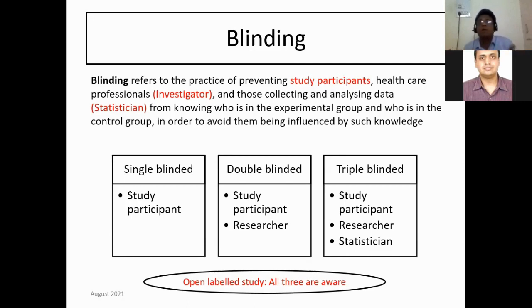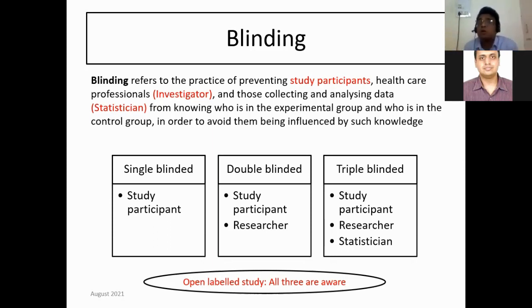Suppose you're comparing a medical treatment with a surgical treatment. How is it possible that even the study participant doesn't know whether I'm eating the medicine or whether I'm going to go for surgery, right? So such comparative studies are usually open labeled.